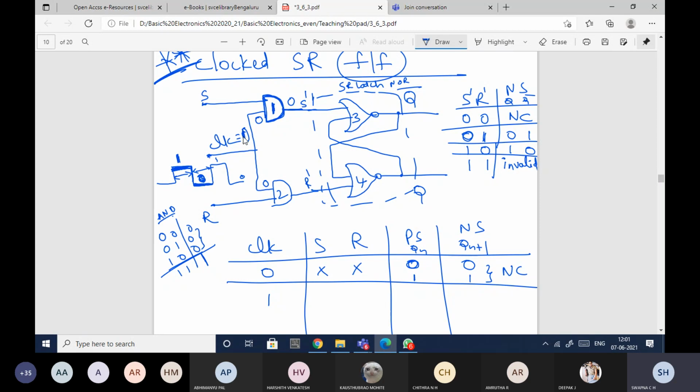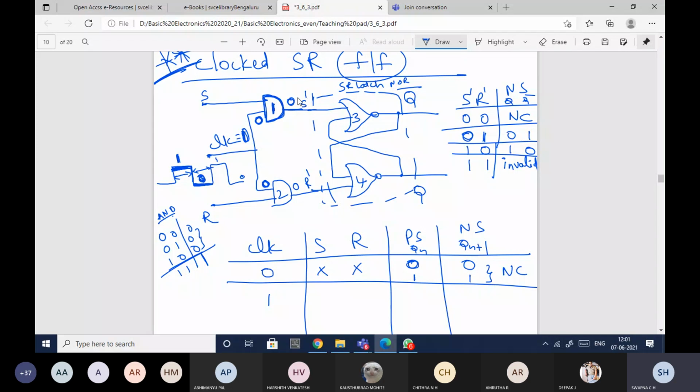If you observe, the clock is equal to 0, so this 0 is given here and also here. Since the clock is 0 here, one input to the AND gate is 0, so the output will obviously be 0. In the same way, to the second AND gate also one input is 0, so its output will also be 0.